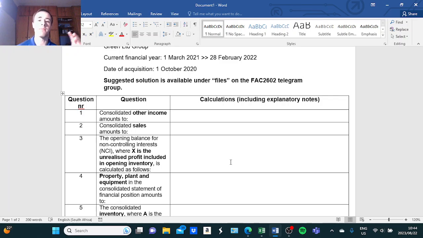For example, where the parent has received a dividend from the subsidiary. We know that that dividend will normally be included in the parent's other income, and since it is an intergroup item, it must be eliminated for consolidation purposes. Remember, when we talk about consolidated other income, we are referring to the other income amount for the group. So in the consolidated statement of profit or loss and other comprehensive income, what is the amount that you will disclose as other income?